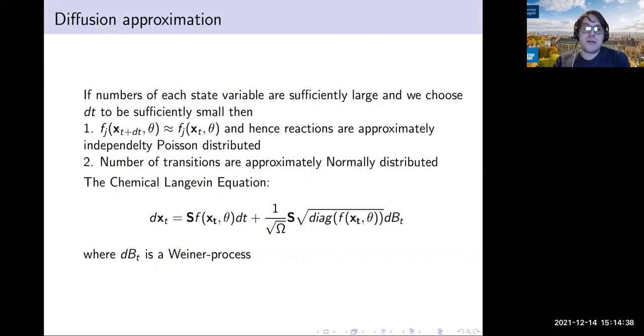From that, then, if we assume that the rates are sufficiently large and we have a sufficiently large number of transitions, we can then use a normal distribution approximation to the Poisson, and we can then get the chemical Langevin equation, which we have at the bottom. So this is an SDE, a stochastic differential equation.